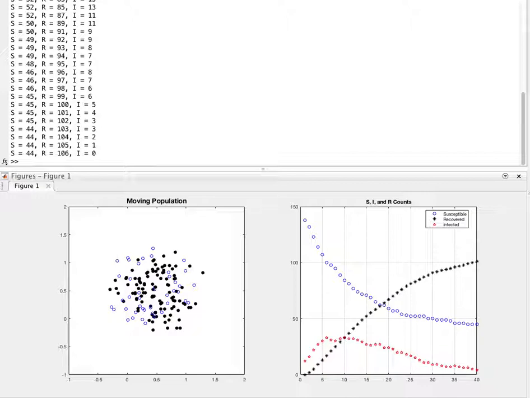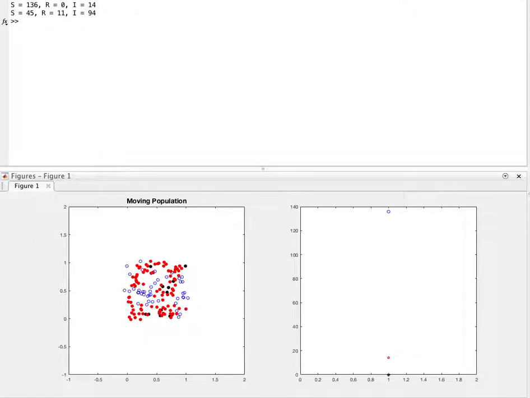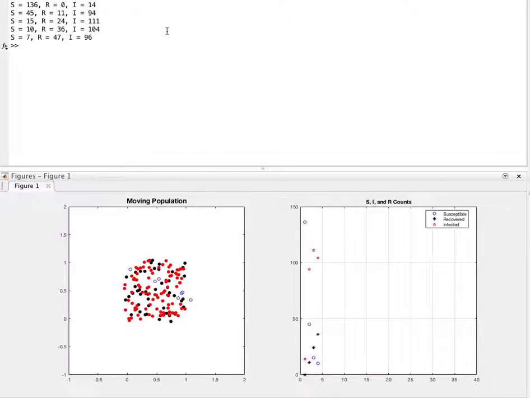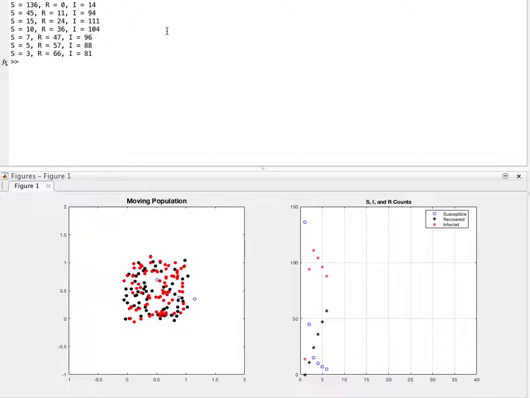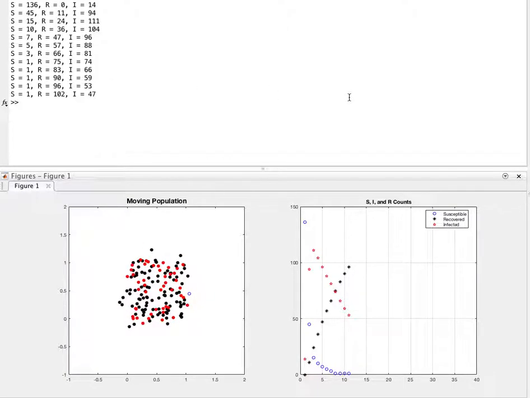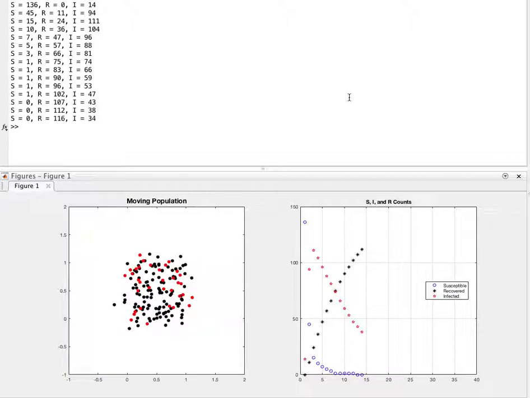So let's look at a simulation where the infection itself is more easily spread. So in this case, we started with 14, and then immediately it jumped up to 94. You see the number of susceptible is really, really small. We've only got maybe one guy hanging out here. Yeah, it looks like one. Oh, and it looks like he has now been infected.